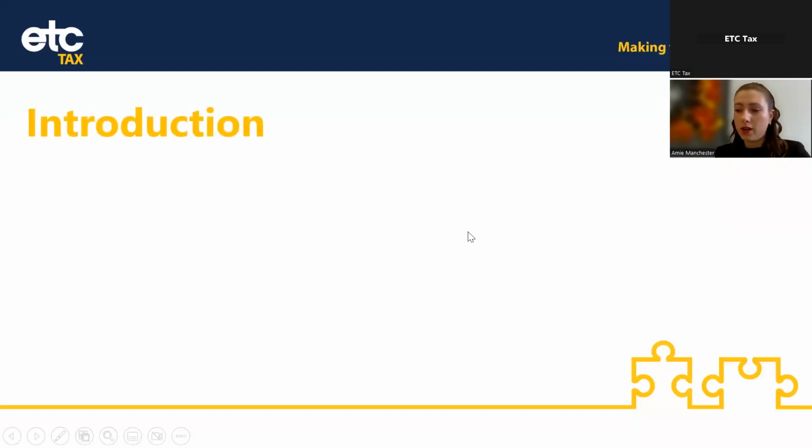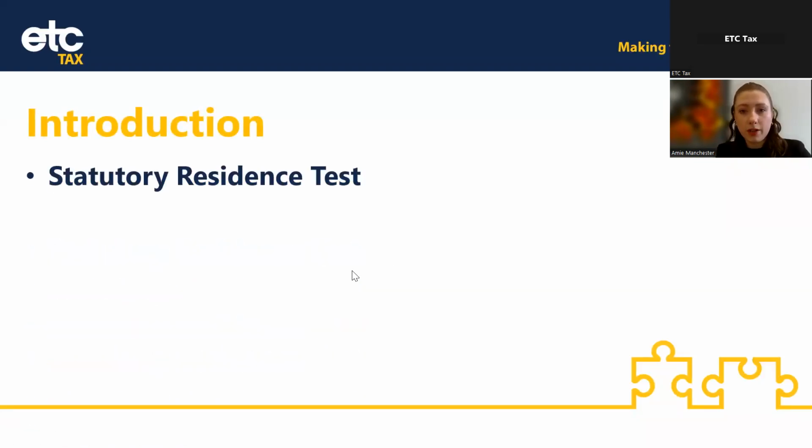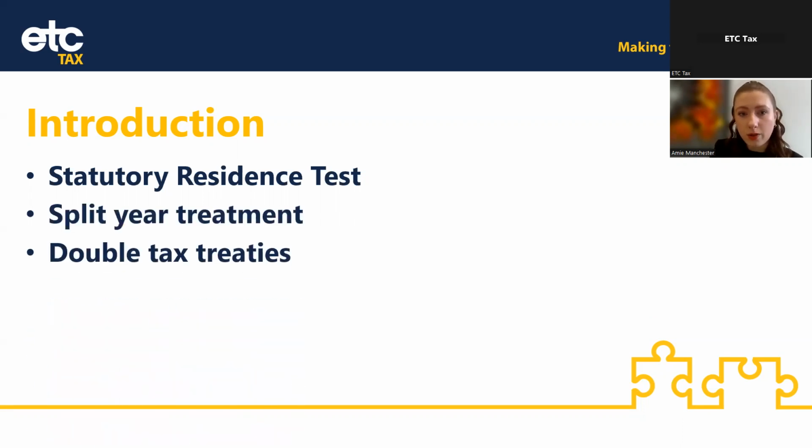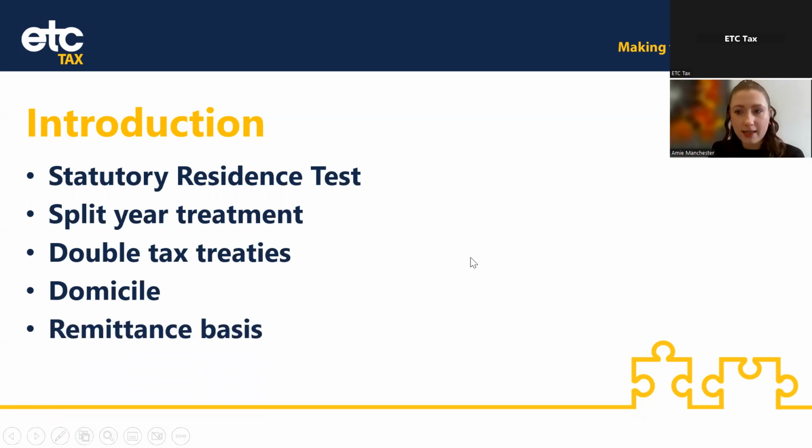So just to start off then, just to give you all a quick introduction in relation to what we will be going through today and how these are important to both you and your client. So first of all, we'll be talking about the statutory residence test and running through how that works and the implications of that. Then we will be looking at split year treatment and double tax treaties, domicile, and also remittance basis.